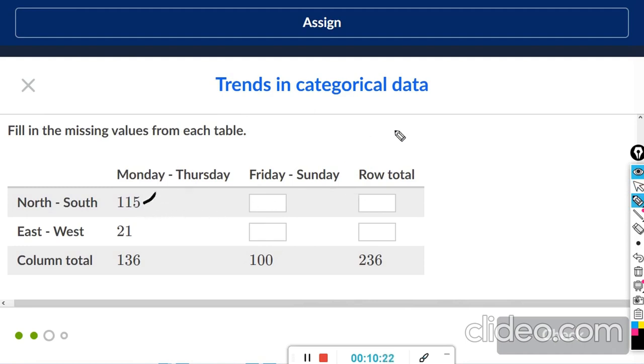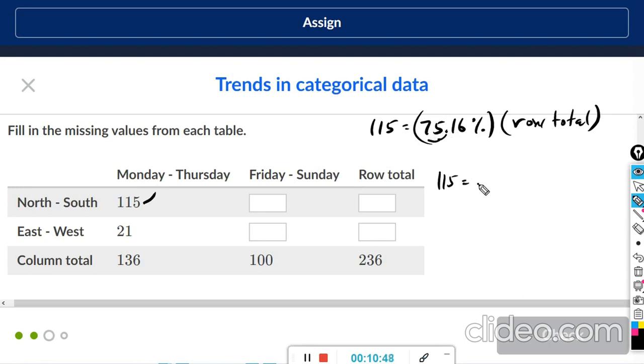So 115 equals 75.16% of the whole row. We could say row total. All right. So converting this to decimal, you move it over 2 places. All right. And rewriting, I'm going to write 115 equals 0.7516 times the row total.